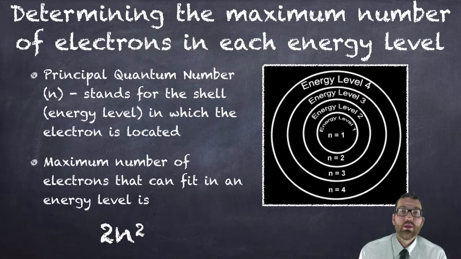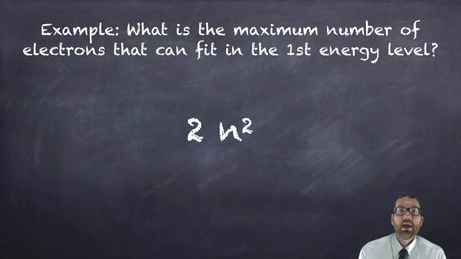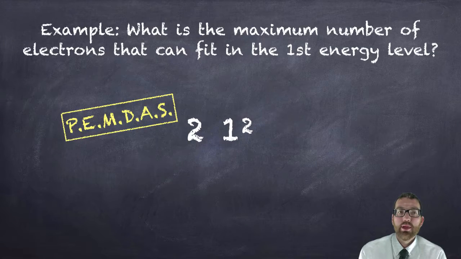In class, I'll show you another way to get these questions correct without using this formula, but I'd like you to try to memorize it. It's not too hard. It's a pretty simple formula. Let's do an example. What is the maximum number of electrons that can fit in the first energy level? So we just need to plug in our first energy level, so 1 for n. And then we need to remember our order of operations, PEMDAS. You might remember this from 6th grade math. It stands for parentheses, exponent, multiplication, division, addition, subtraction.